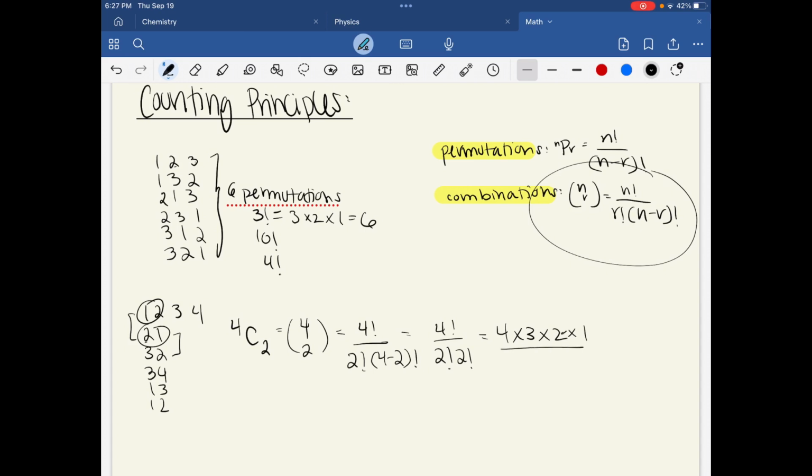And you could use a little bit of algebra, so 4 times 3 times 2 times 1, over 2 factorial times 2 factorial. We can get rid of these 2. 4 times 3 is 12. And then 2 factorial is 2. What's 12 divided by 2? 6. So there would be 6 different combinations that you could draw out.